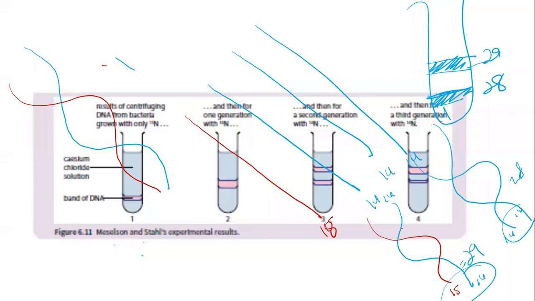If we talk about conservative replication, we should have gotten two bands, one heavy and one light. But over here, we are first getting a medium band, and then we are getting a medium band and a light band. So we are getting different results. So then they concluded that semi-conservative replication is the theory that you actually have to follow. You will get MCQ questions where they're going to give you the tubes and ask you based on that.